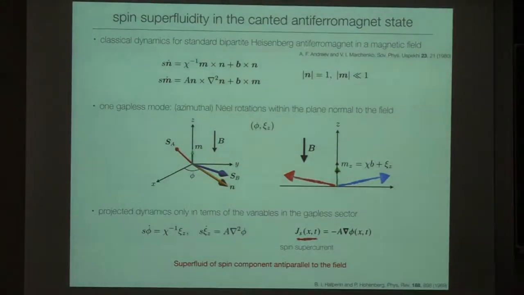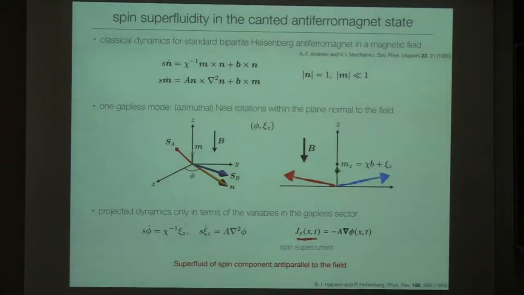And the antiferromagnet has two Goldstone modes, typically, but in the presence of magnetic field, you only get one gapless mode left over. And that gapless mode is associated with the rotation of the Néel vector within the U1 plane defined to be normal to the magnetic field. And the azimuth angle within that U1 plane, the conjugate variable to that is essentially the total spin density in the Z direction. So I define m_z to be a deviation of that Z component away from the equilibrium canting value. So then if you project this dynamics down to this gapless sector, and so you look at only the low energy sector of this dynamics, then essentially it reduces to these two equations, which are quite suggestive.